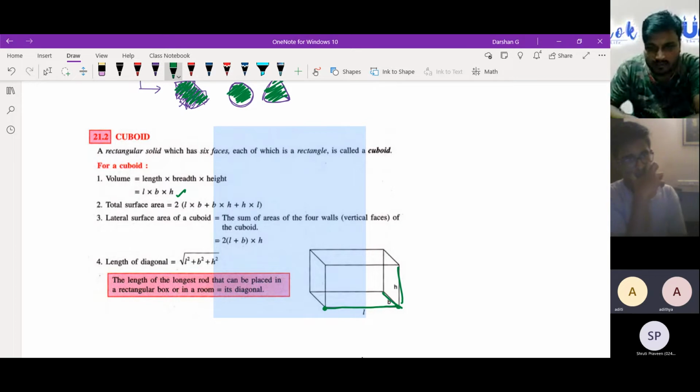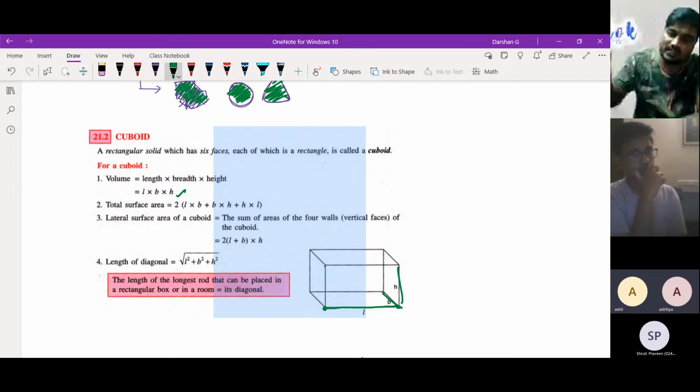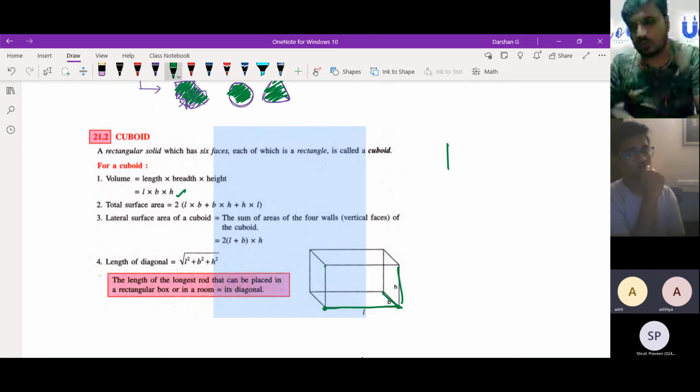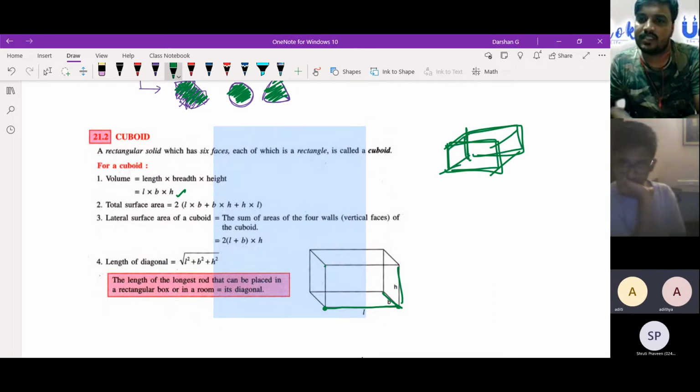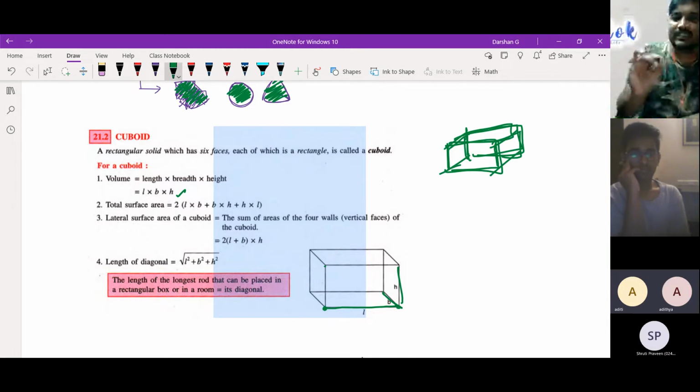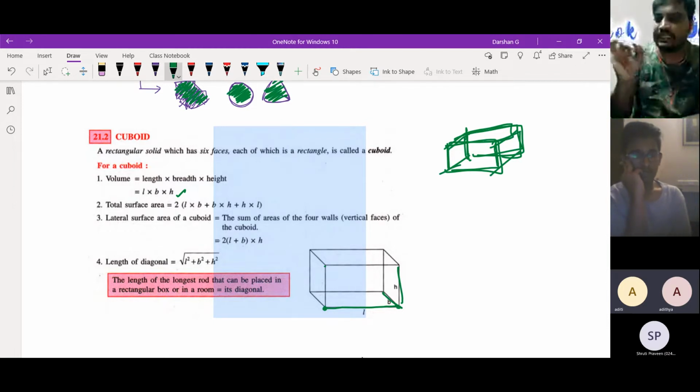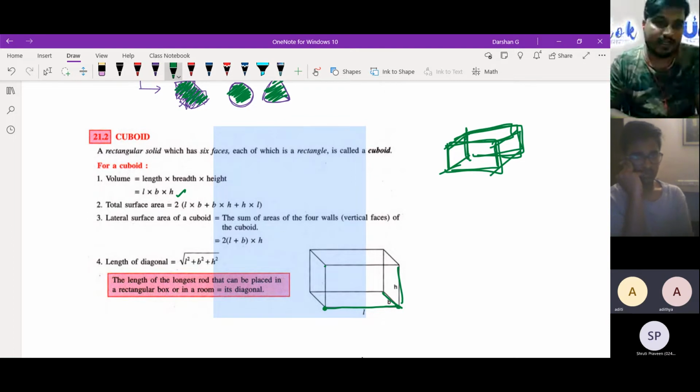What do you mean by that? Basically, you're trying to cover all the faces. For example, you have a cuboid, something like this. The faces you're trying to cover: this face, the other face, the other face, the upper face, and the downward face. So how many? 6 faces, and we have them symmetrically in 3 pairs. So that is how we are getting it covered.